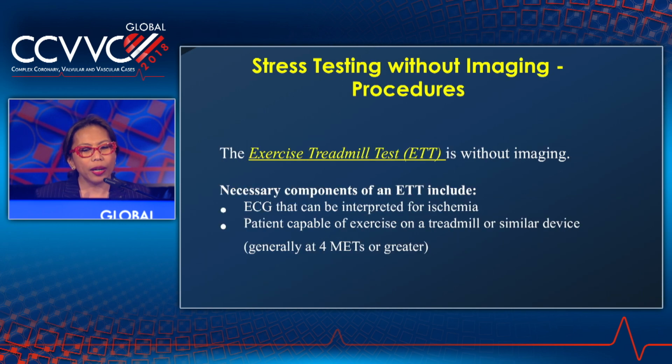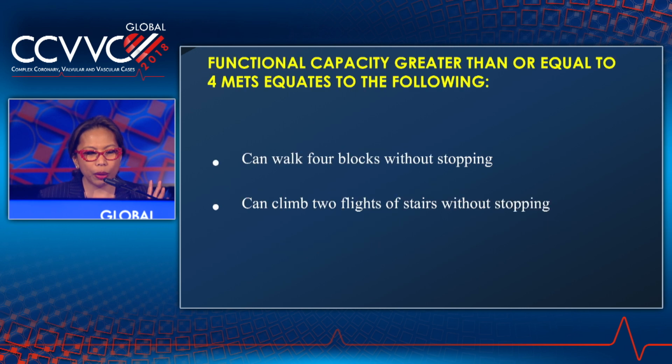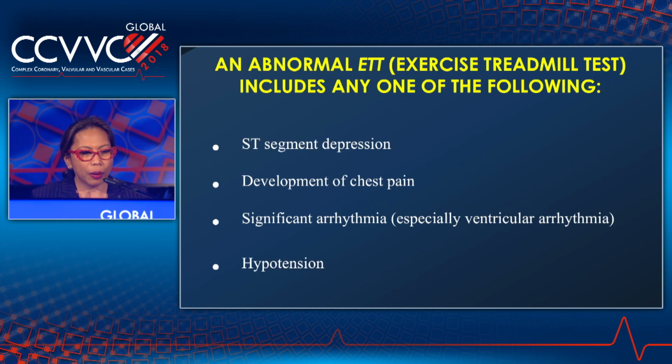So what are the stress tests without imaging? The more common one is the ETT, the exercise treadmill test. There are two components to this: your EKG can be interpreted for ischemia, and your patient is able to do 4 METs. What does 4 METs mean? Your patient can walk more than 4 blocks and go up 2 flights of stairs without stopping. That's 4 METs, and so your patient can undergo exercise stress tests.